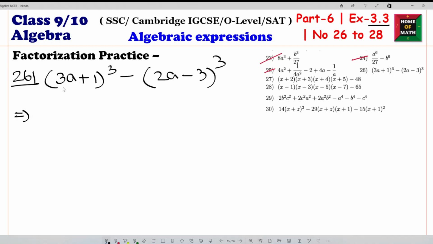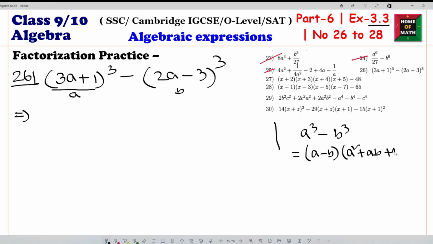Look, 3a plus 1 whole cube, we can consider this one is a, and 2a minus 3 whole cube, we can consider this one is b. Therefore this is a cube minus b cube, right? So we know the factorization theory, which is a minus b times a square plus ab plus b square. Therefore we can write this one a minus b. So 3a plus 1 and then minus b, so minus (2a minus 3).